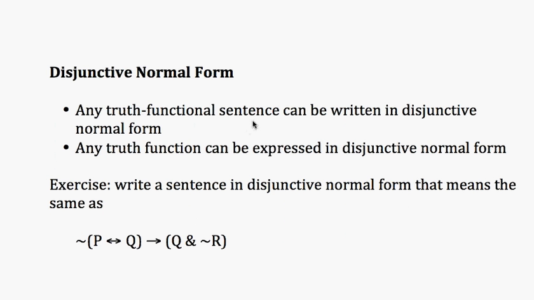So as we just said, any truth function can be expressed in disjunctive normal form. So as an exercise, try this. Write out the table for this, and then write a sentence in disjunctive normal form that says the same thing. I'm not going to give you the answer, but it's a useful little exercise to go through and do it. You should find that it's pretty straightforward.